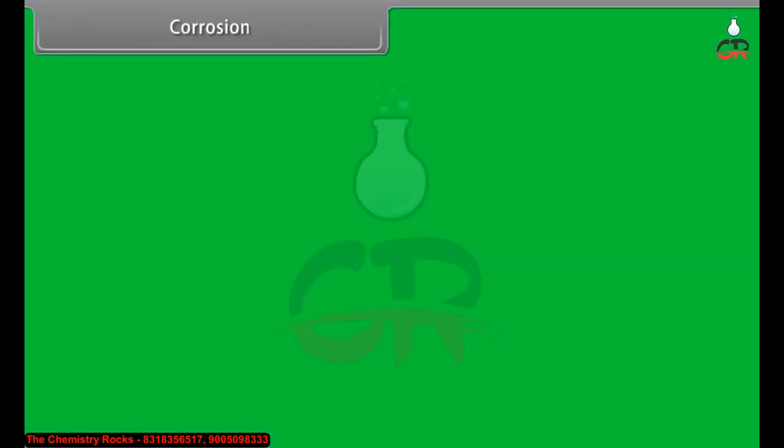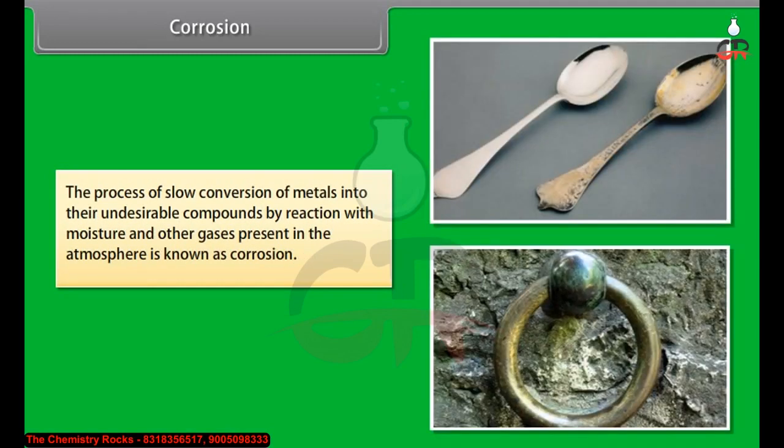Corrosion. The process of slow conversion of metals into their undesirable compounds by reaction with moisture and other gases present in the atmosphere is known as corrosion. For example, silver gets tarnished, iron rusts, copper develops green coating on its surface, and lead loses its luster.